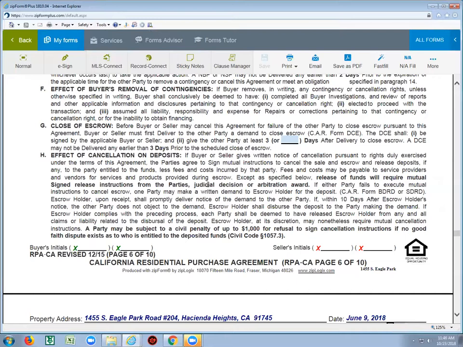Okay. So then you also have to make sure you can get financing, because once you remove all contingencies, that means you're just ready to kiss your initial deposit goodbye. If you cancel, you had better close the deal.